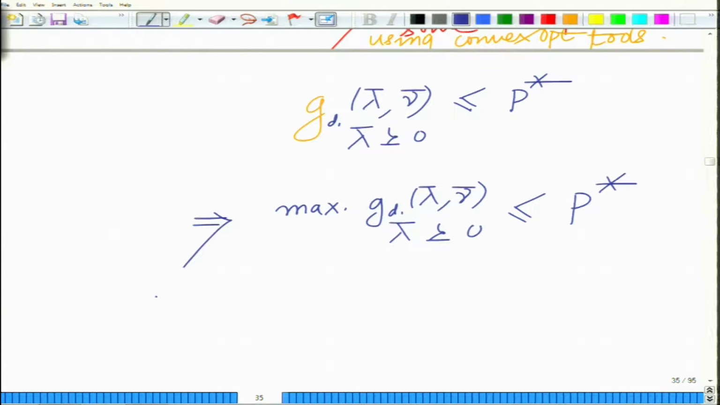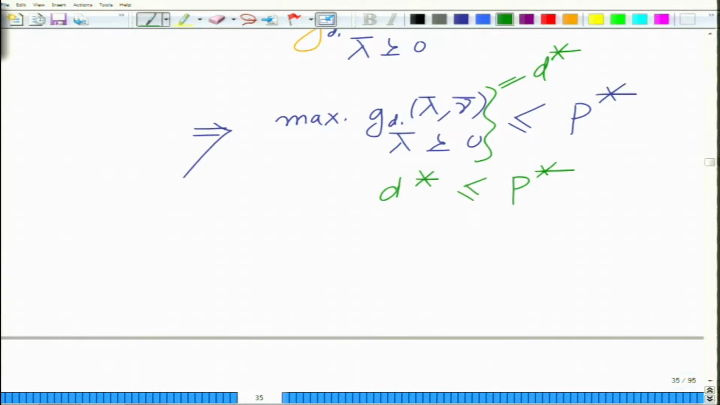So, implies if you take the maximum, for any λ̄, ν̄ it is less than or equal to p*. So, if you take the maximum of this for some optimal value of λ̄, ν̄, this is still going to be less than or equal to p*. And therefore, this lower bound, now if you call this the dual optimization problem, if the optimal value of this is d*, so d* is always going to be less than or equal to p*.